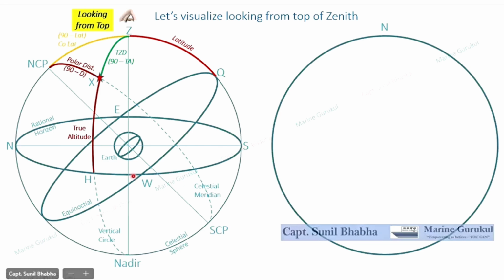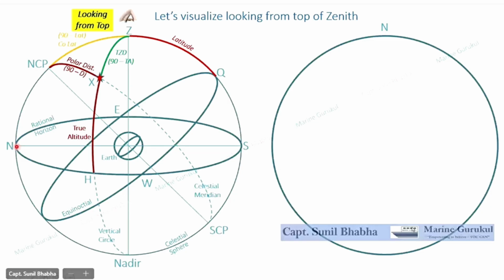Anything which is below the rational horizon will not be visible to us. It will go on the far side of the celestial sphere. We will only be able to see what is on top of the rational horizon. So the circumference of the celestial sphere which we are looking at is the rational horizon. The circle which we have drawn on the right side of the screen represents the rational horizon of the observer. And that is why the name given to it is rational horizon diagram, because it is made on the plane of the rational horizon of the observer.